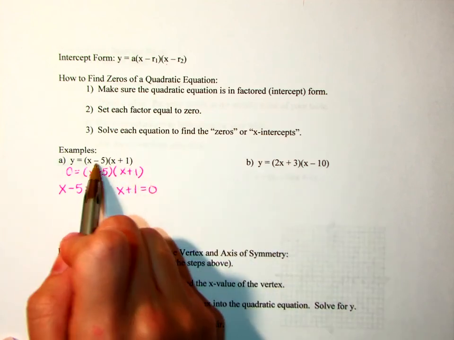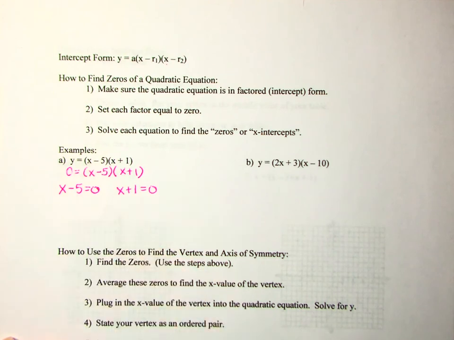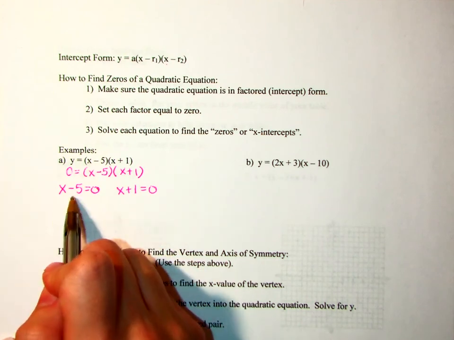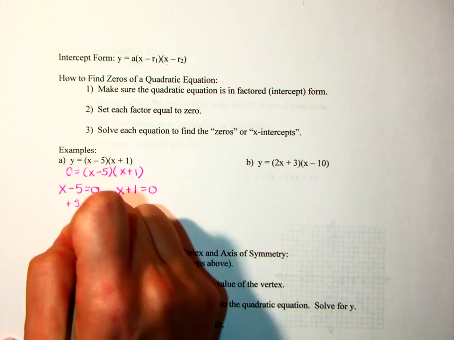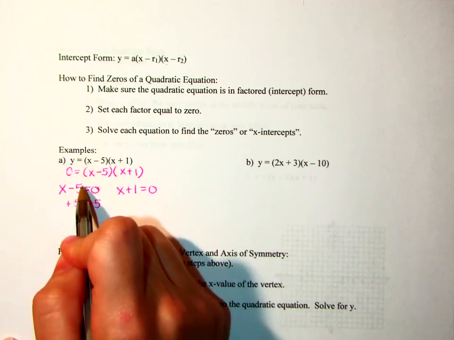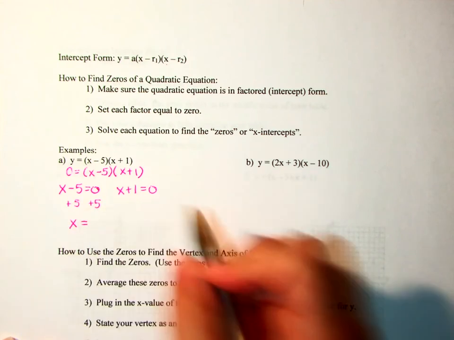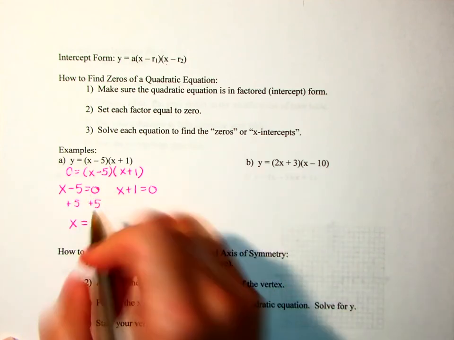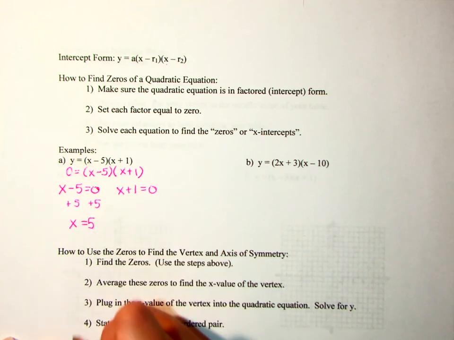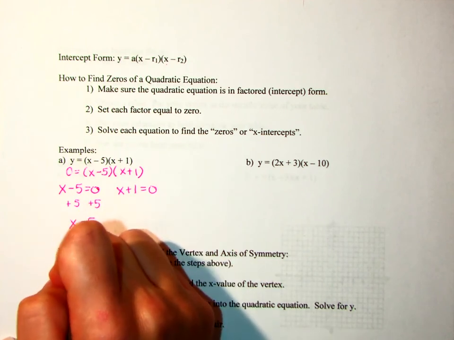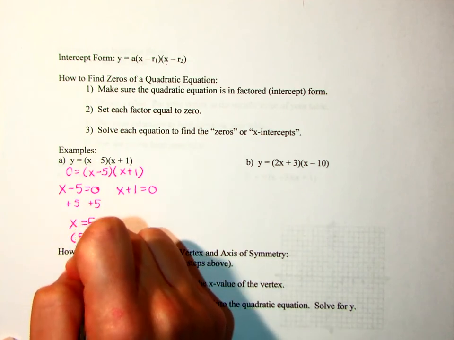So we just take each of these factors, set them equal to 0, and now we're going to solve each equation. How do I solve for x? Well, we're going to add 5 to both sides. So the negative 5 and 5 would cancel, leave me with just x equals, and then 0 plus 5 equals 5. So one of the zeros I'm going to have is when x is 5, y is 0.